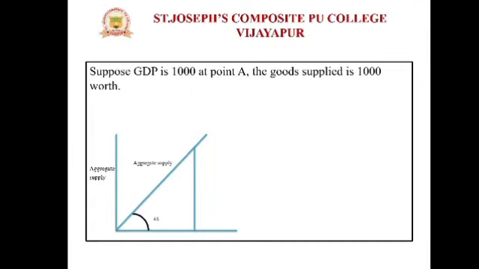Take for example, suppose GDP is 1000 at point A. The goods supplied are 1000 worth. Why? Because the GDP level is 1000, so the goods supplied are also worth rupees 1000, because price is the main concept in the supply.